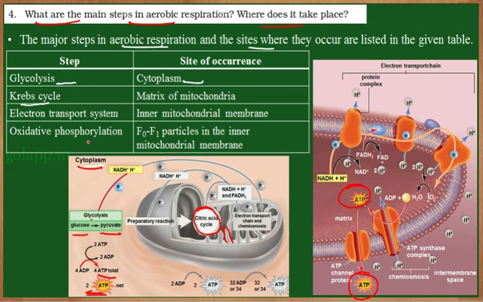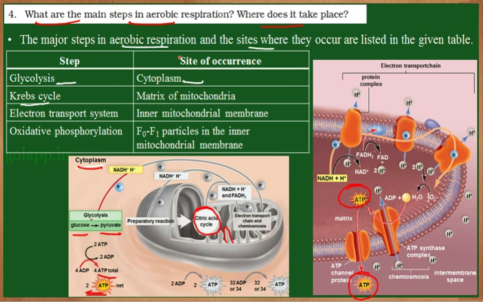Next, oxidative phosphorylation. Oxidative phosphorylation occurs in the F1 particles in the inner mitochondrial membrane. Again, oxidative phosphorylation is the formation of ATP using substrates like glucose and other things. So this occurs in the mitochondrial membrane.